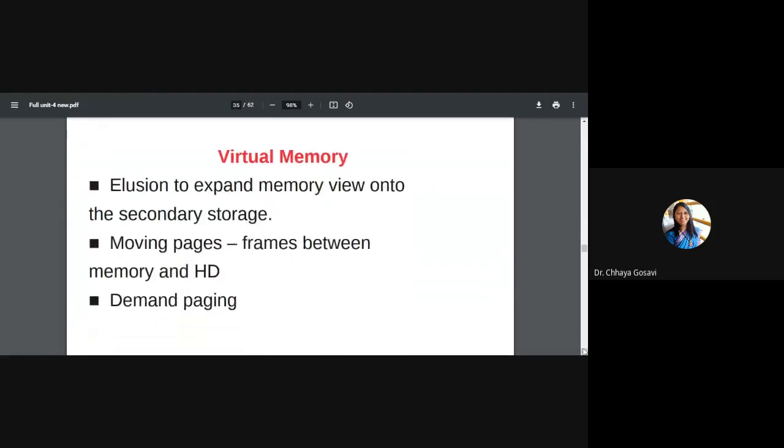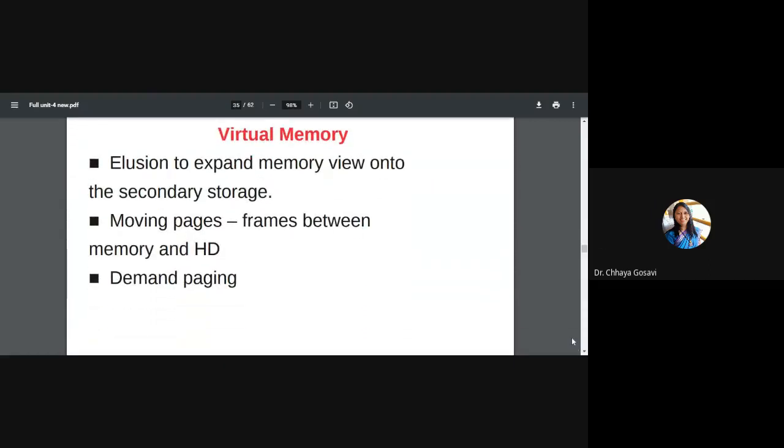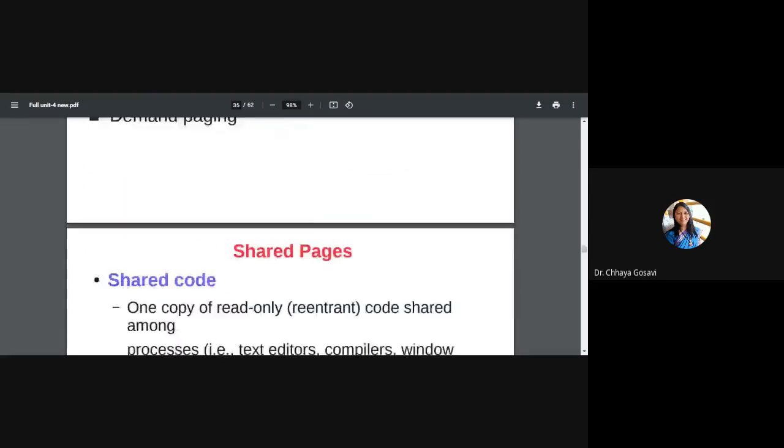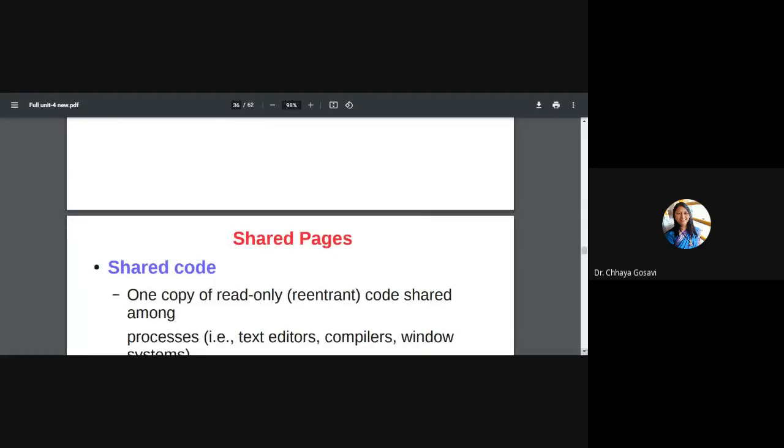We have seen virtual memory. It is an illusion to expand the memory view onto secondary store, moving pages or frames between memory and hard disk, and it is implemented with demand paging.